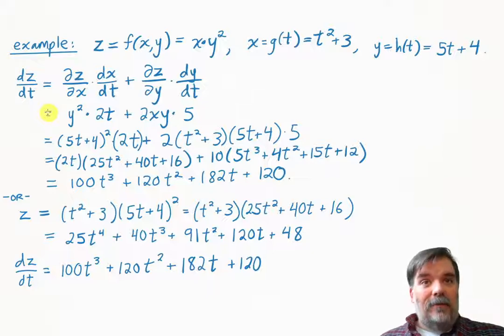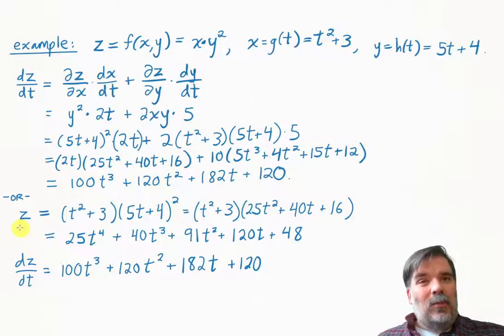But just to illustrate that there's more than one way to do a chain rule problem, you could also convert all variables into t. The way you would do that, well, we have an expression for x in terms of t and an expression for y in terms of t. So every place we see a y, we could put 5t plus 4. Every place we see an x, we could put t squared plus 3. And then we could distribute all of this out, and when we're done, combining like terms, we end up with a derivative 100t cubed plus 120t squared plus 182t plus 120.